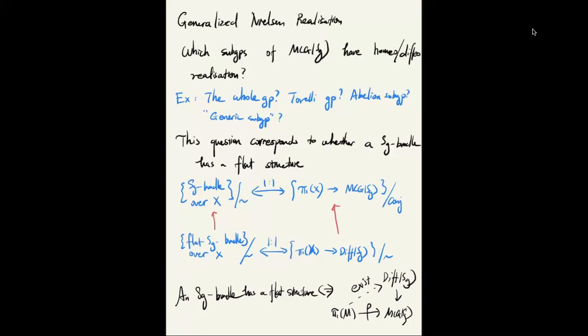Okay, so we have already answered this question for, not we, Kirchhoff has already answered this question for finite subgroups. So now I want to list some examples of previous results, some positive results. The first is Kirchhoff's: finite subgroup is always realizable. And this is an observation of Farb, who proved that abelian subgroups can always be realized.